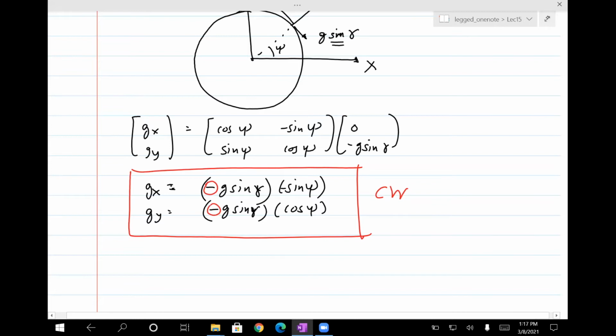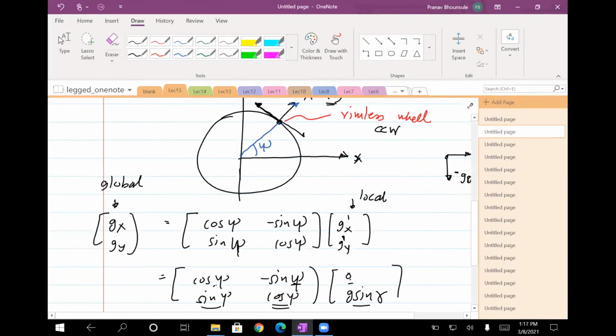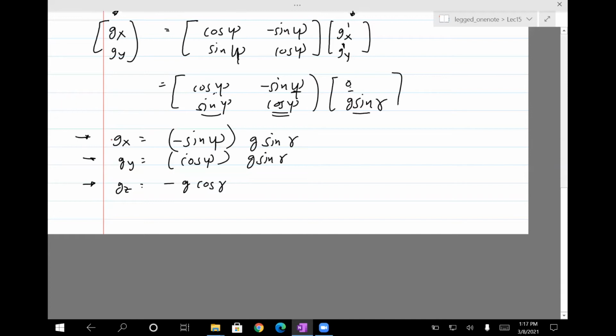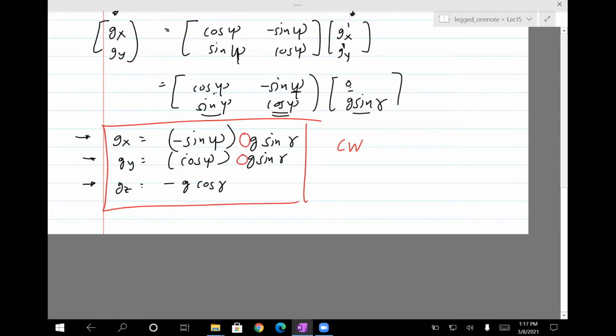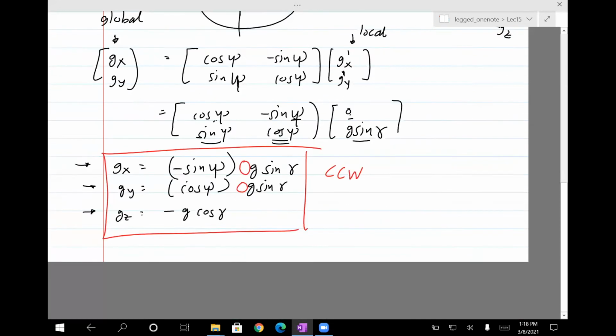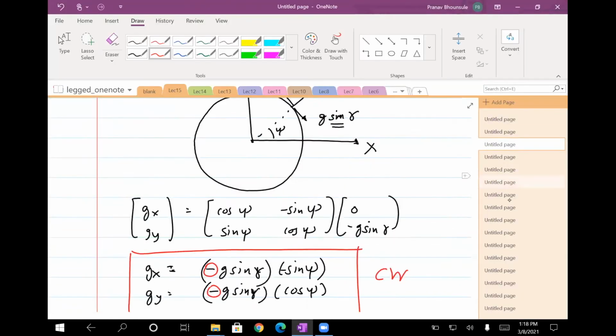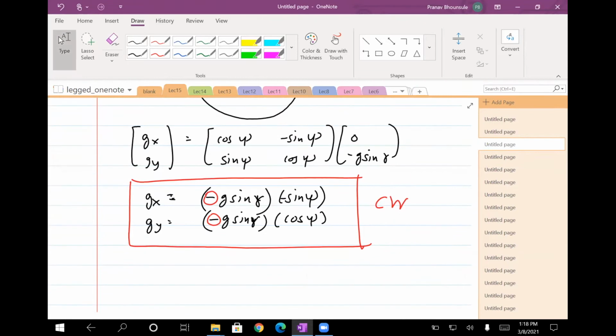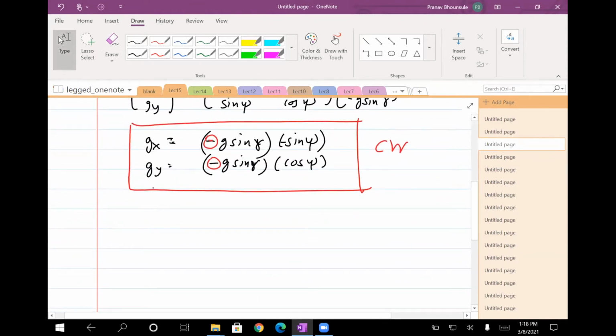And if you look at the other formula, which I wrote on the earlier page, this is clockwise, you see that there is no negative sign. The only difference is if you want to go counterclockwise, you need to put, sorry, this is CCW, right? Yeah, this is counterclockwise. You need to put the positive sign. If you're going clockwise, you put the negative sign. Okay, and then of course Gz I did not write, but it's G cosine.